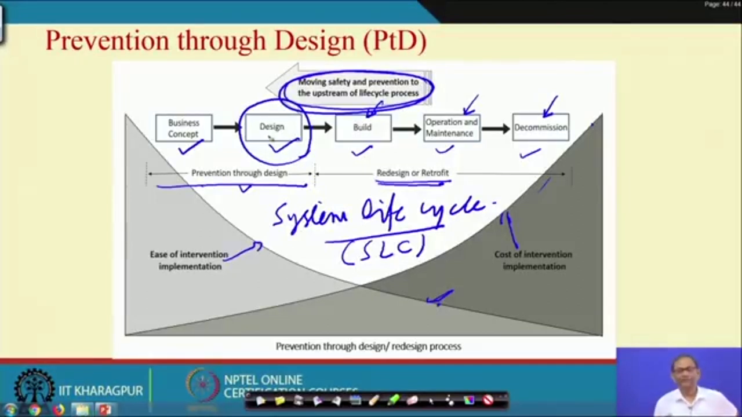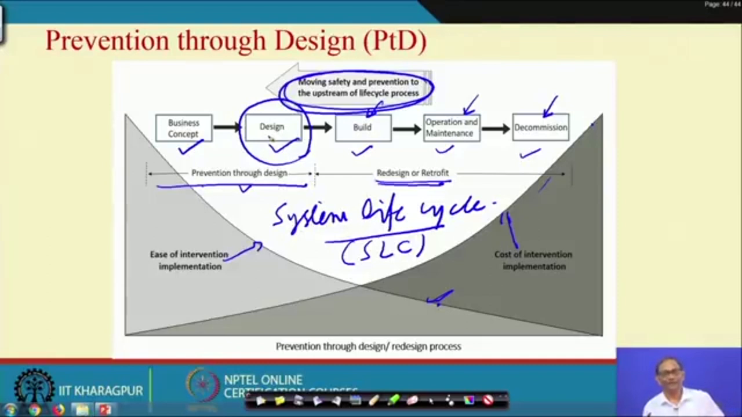So, prevention through design. During design, you understand all hazards, you understand what are the initiating mechanisms that may take place, you understand who are going to be affected and what is the amount of effect. That means, you must know what are the different accidents that take place. You must know what are the risk barriers, risk prevention measures, risk control systems that will be in place, so that ultimately accidents will be prevented. Mitigation is also required.